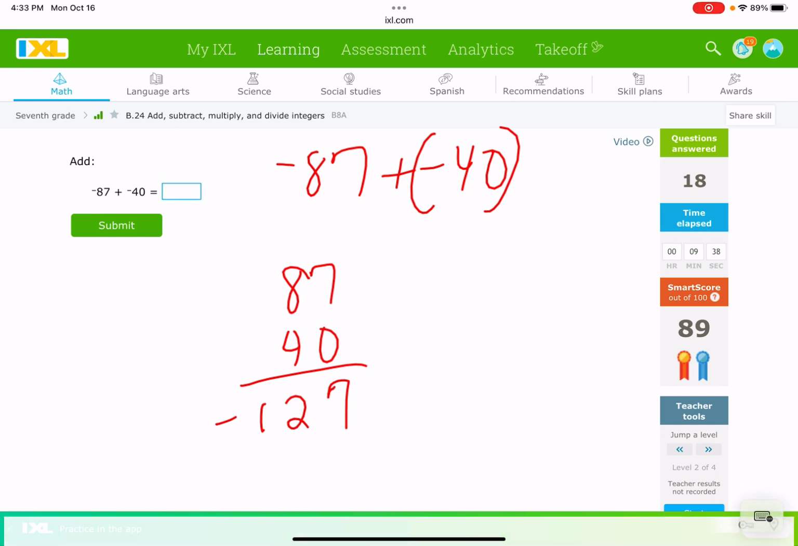Some people would be tempted to say a negative plus a negative is a positive, and that is not true, because we're adding the negatives together. You're in debt $87 and somebody comes and borrows $40 more from you, or you go borrow $40 more. Now you're $127 in debt. It's not the same as when you're multiplying and dividing.